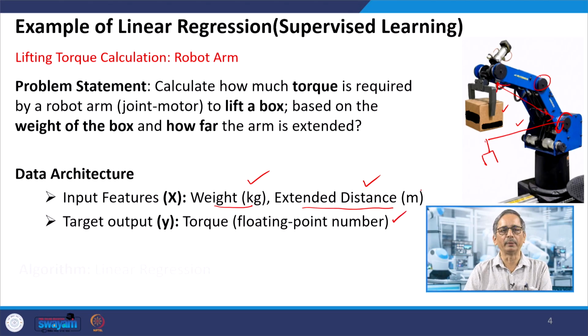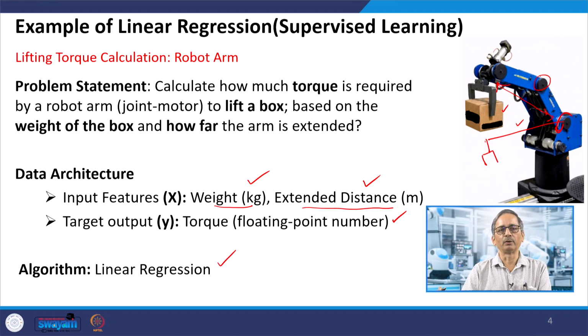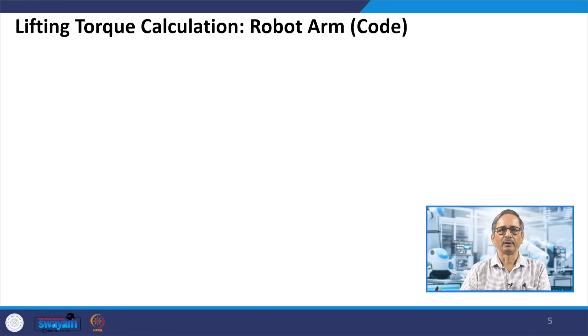The torque is a floating point number. So the linear regression which we saw in the previous lecture, we are going to use this algorithm to find out the torque requirement. Although this example is very primitive in nature, I just wanted to illustrate how we can use linear regression to find the torque requirement for an unknown load and extended distance.